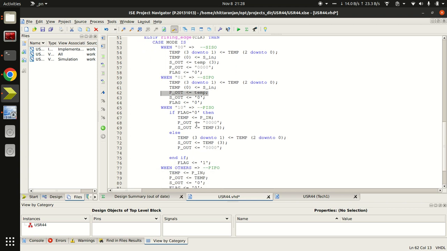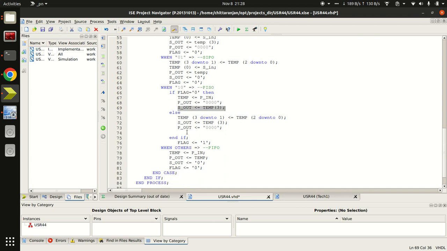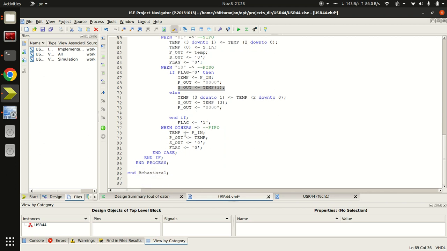When mode is 10, then it is parallel in serial out mode. In this mode it will automatically take 4 bits at a time as the input, so it will take parallel input, and it will give parallel out 0 but serial out 1 bit at a time, so it will take 5 clock cycles. And otherwise, parallel in parallel out, for this only 2 clock cycles will be required, one for the input and one for the output. So in this the serial output will be 0.